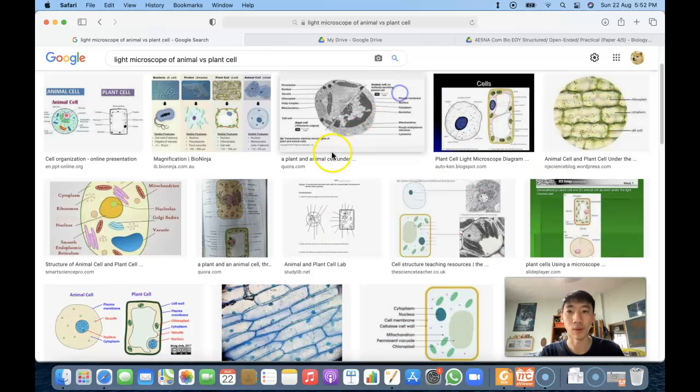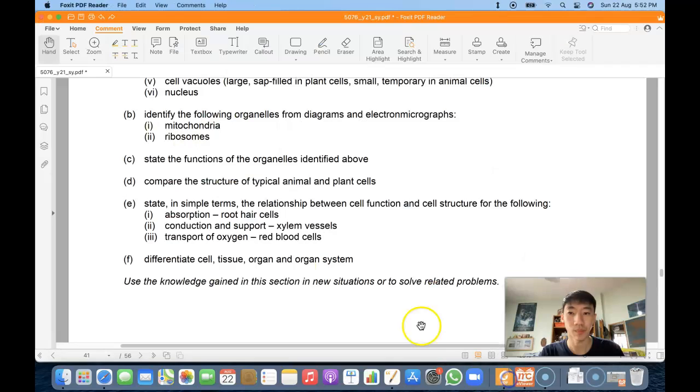Alright, so then let's talk about E. Stating in simple terms the relationship between cell function and cell structure in the following.